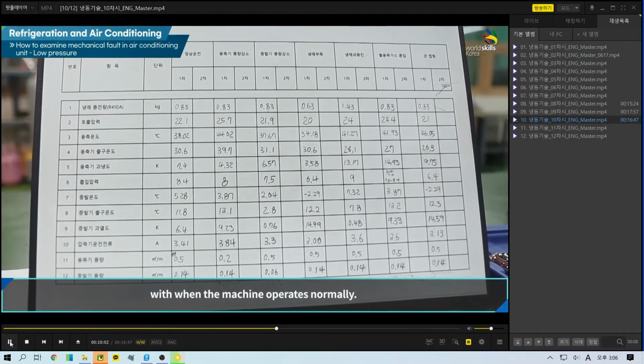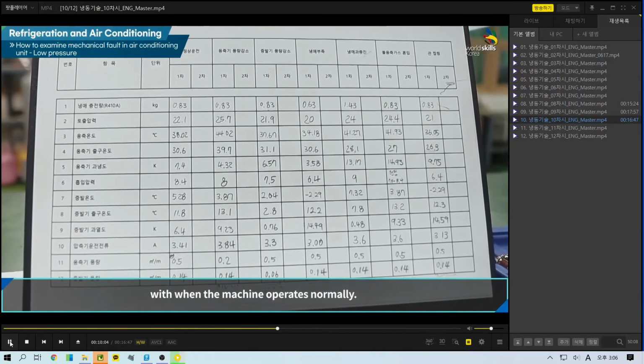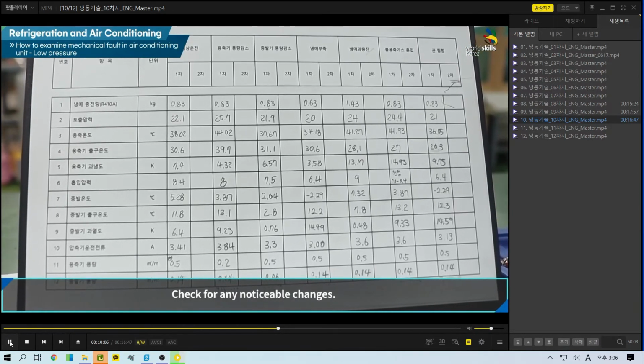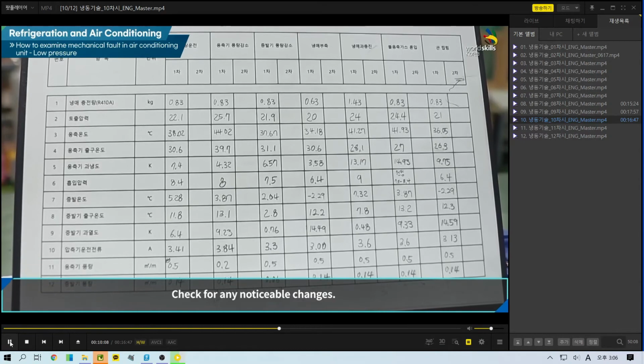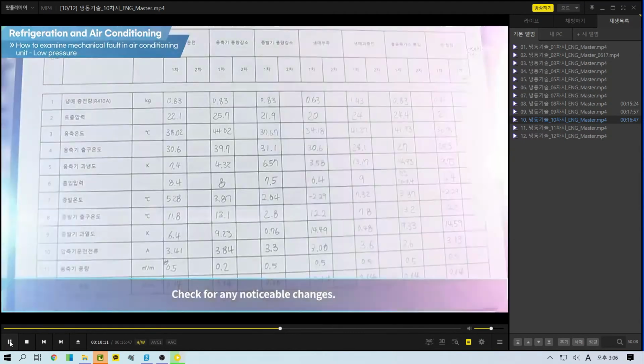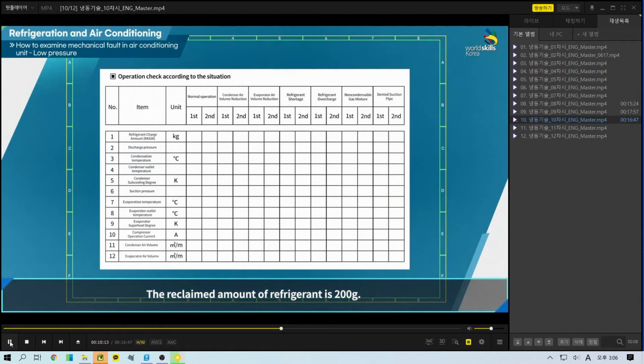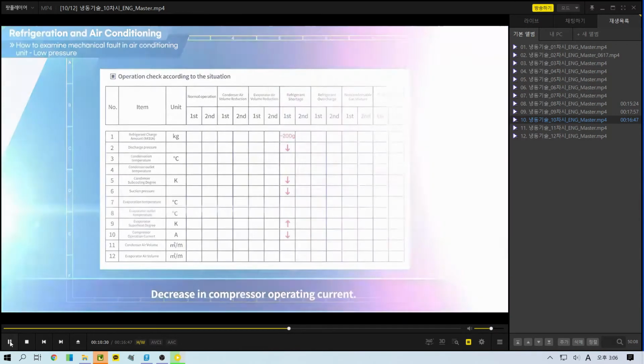Let's compare the actual value of when there is a lack of refrigerant with when the machine operates normally. Check for any noticeable changes. The reclaimed amount of refrigerant is 200 grams. Decrease in discharge pressure. Decrease in subcooling of condenser. Decrease in suction pressure. Increase in superheat of evaporator. Decrease in compressor operating current.